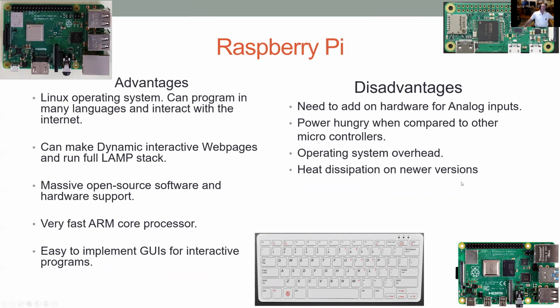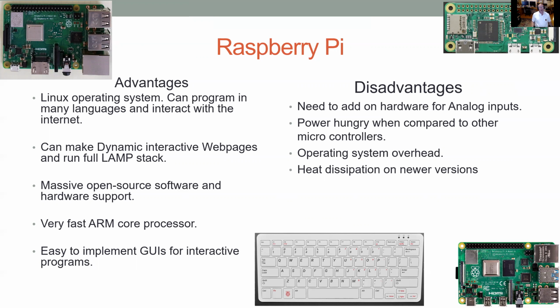So Raspberry Pi, Linux operating system, you got all your languages. You can make some really nice interactive web pages, massive open source software, some very, very fast ARM core processors, easy to implement GUIs for interactive programs. The disadvantage is, number one, it does not have analog inputs. It's definitely one thing that's missing, that if they just had it, it would help out quite a bit.